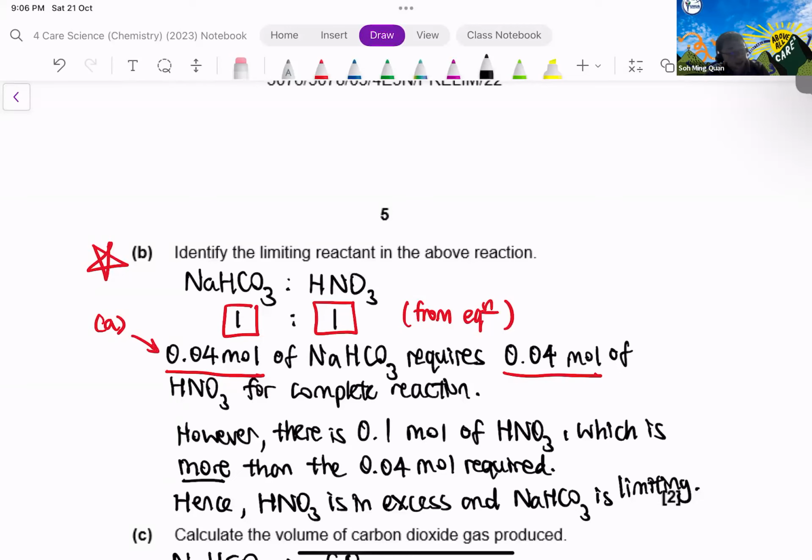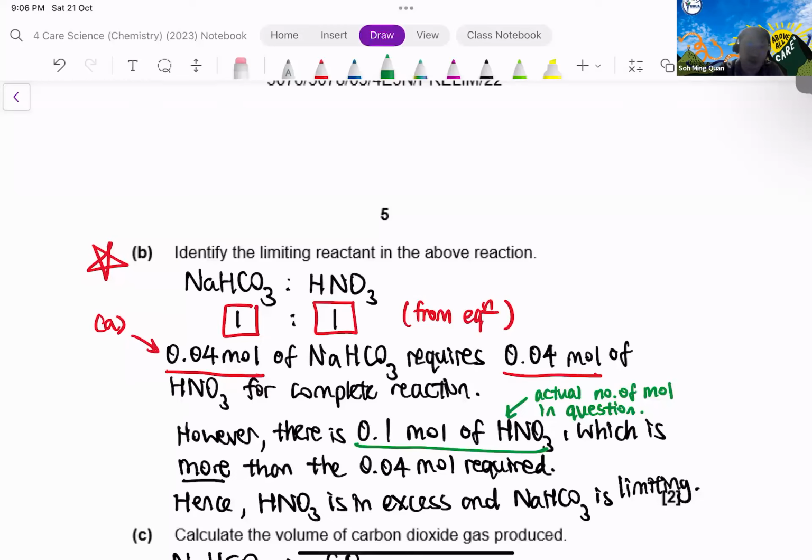This is the actual number of moles that is in the question, which is why I keep on stressing you must underline the numbers. If you have underlined the number, you will realize that nitric acid is 0.1 moles given to you. The equivalent is I've given you $10, but you only need $4, which means that nitric acid is in excess. There's more than what you need. And so, sodium hydrogen carbonate, baking soda, is limiting.